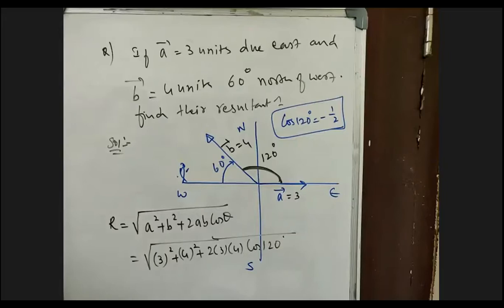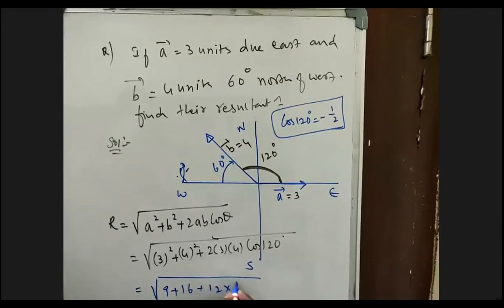Yes, sir. Tell me, how much? So this R is, calculate. 3 square is 9, 4 square is 16, plus 2 into 3 into 4, which is 24, into minus 1 by 2. So this is 9 plus 16 minus 12, which is 13? Sorry, 25 minus 12. Root 19? Root 19.